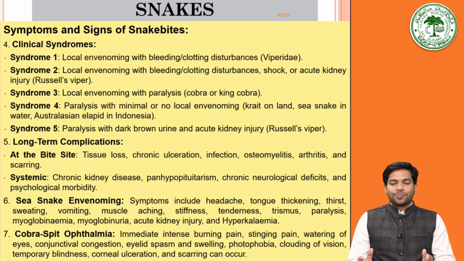Then cobra spit ophthalmia is usually seen in the case of the spitting cobra, which spits its venom and injects it into the eyes. In those cases, the person will present with intense burning pain in the eye, stinging pain, watering of the eyes, conjunctival congestion, eyelid spasm and swelling, photophobia, clouding of vision, temporary blindness, corneal ulceration, and scarring in the eye may occur. So these features are seen when the exposure is to the eye.